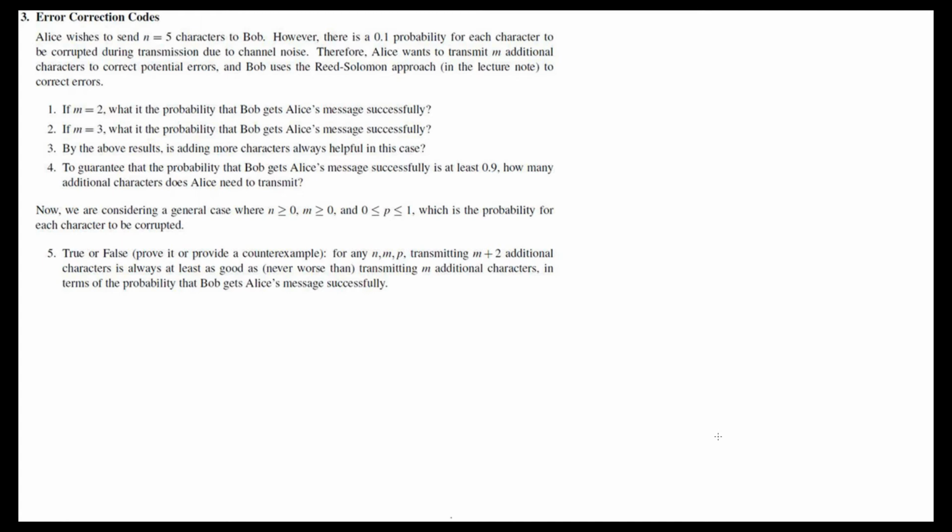So, after doing the calculations in parts 1 and 2 and reaching the conclusion in part 3 that it doesn't always help to add more characters, Ellis starts to get really frustrated and wants to figure out some number of characters to add so that the probability of success is at least 0.9.